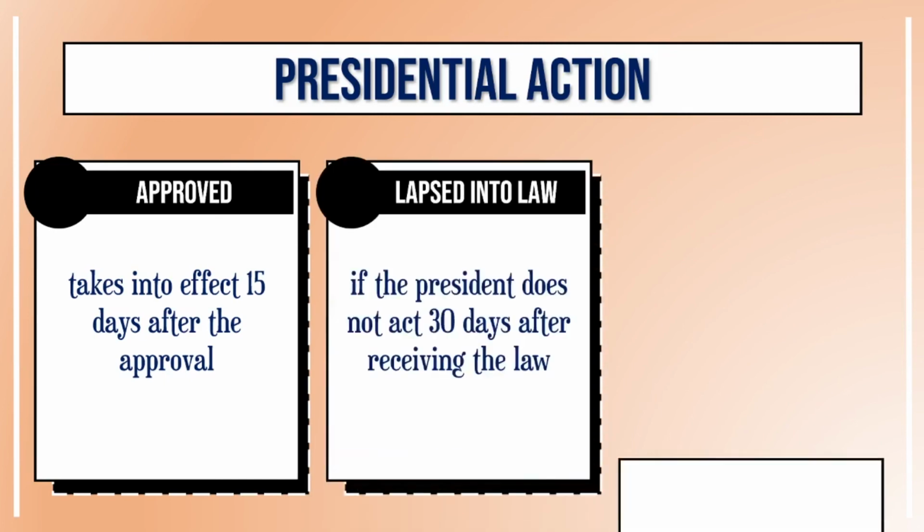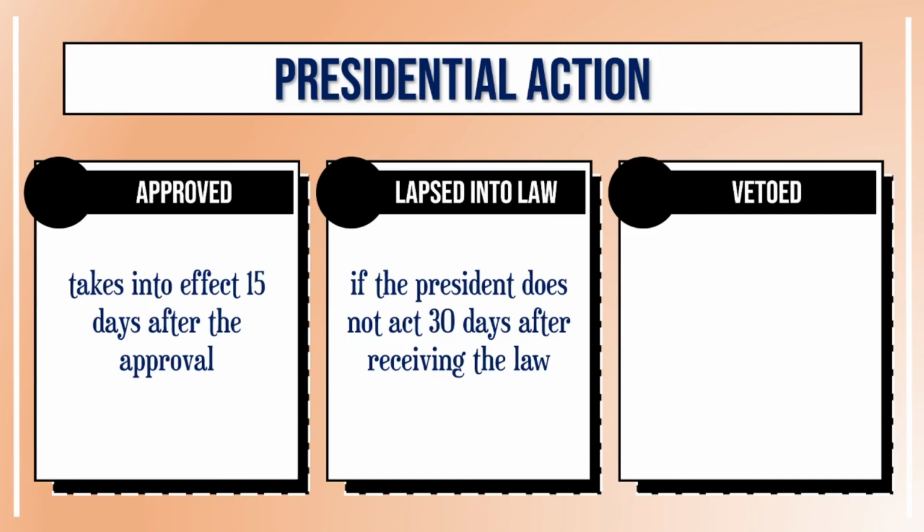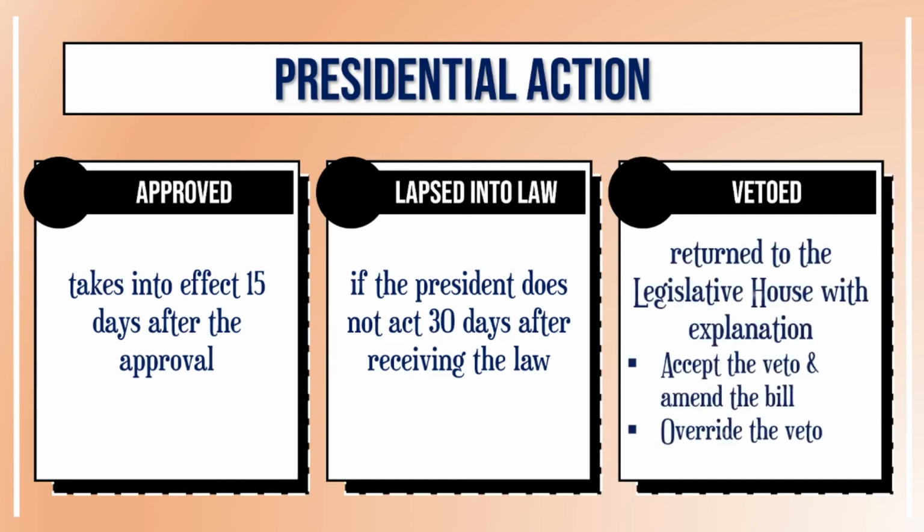Second is vetoed. The bill is returned to the originating House with an explanation of why it was vetoed. The House can either accept the veto, or override it with a 2/3 vote, after which it is essentially approved, and takes effect 15 days after being publicized.